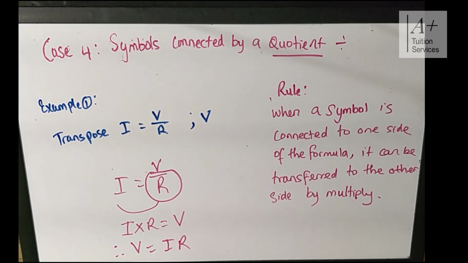So V is equal to IR. IR also means I multiplied by R. So to break it down to the simplest form, we need to remove these things, the multiplication sign.